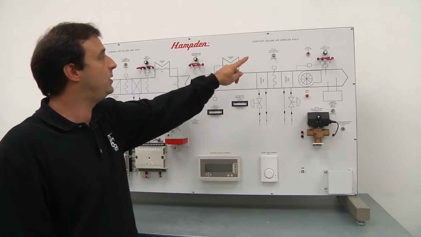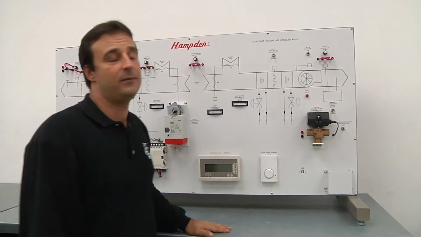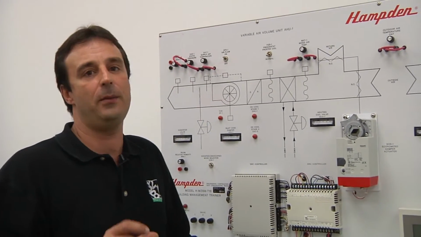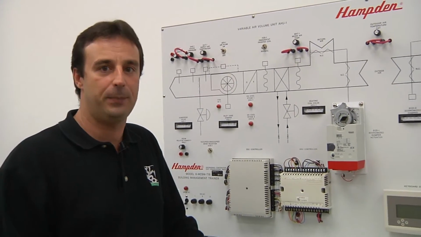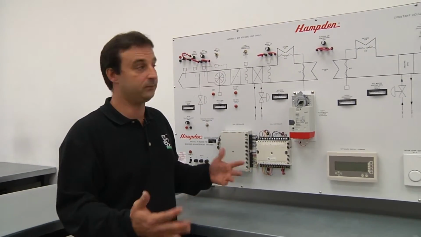And again, 2 dials to simulate and manipulate the outside air temperature and the discharge air temperature of the constant volume system. These potentiometers are there so that the students can manipulate the set points to see how the system responds to different commands. So now that we've become familiar with some of the components, let's set up the trainer for operation.